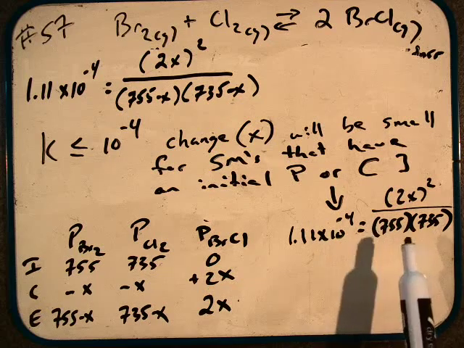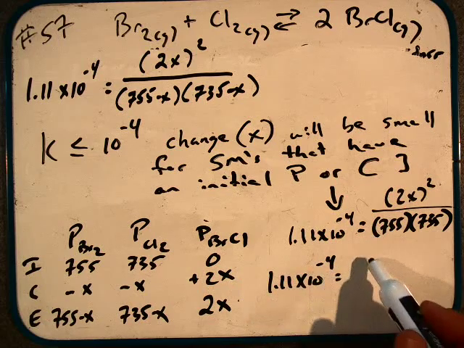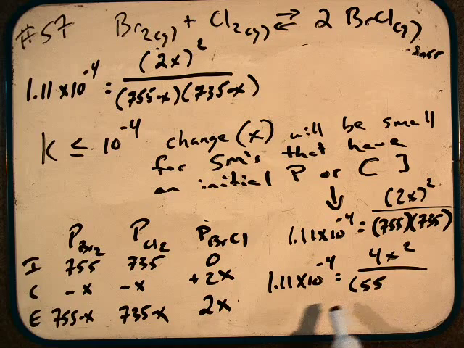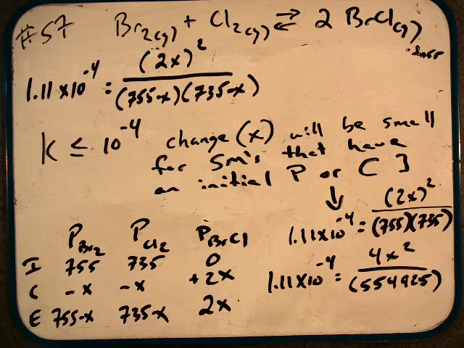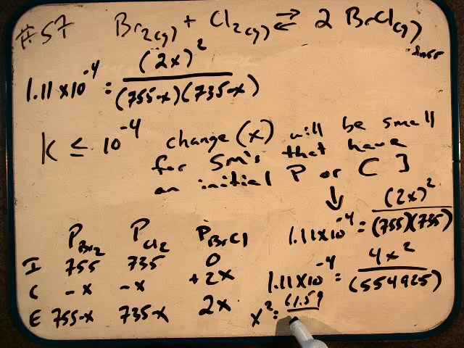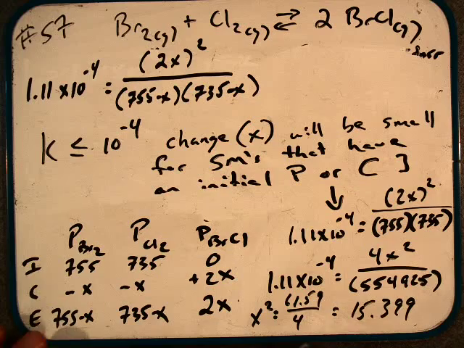And so now if we work this equation, we would get 1.11 times 10 to the negative fourth is equal to 4x squared over 554,925, the product of 755 and 735, and if we continue to do some math, we should get our x squared equal to 61.59 over 4, which is equal to 15.399. So that's where we're at now. We have that x squared value. That's where I'm going to begin here.